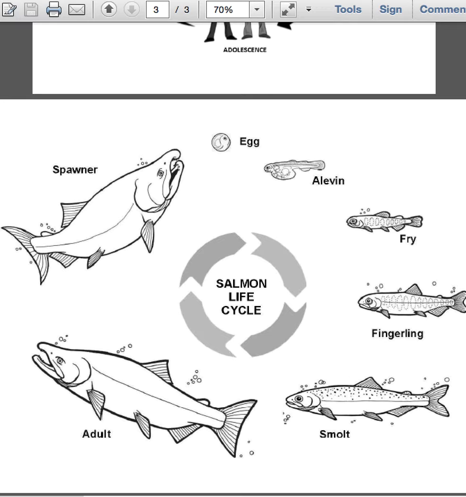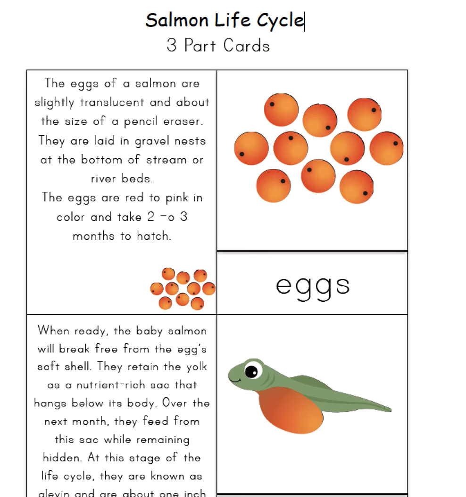So let's look closely at the life cycle of a salmon. We'll begin with the egg stage. The eggs of salmon are slightly translucent, which means you can see through them, and about the size of a pencil eraser. They are laid in gravel nests at the bottom of stream or river beds. If you remember, those nests are called redds, R-E-D-D-S, redds, and they're made of gravel.